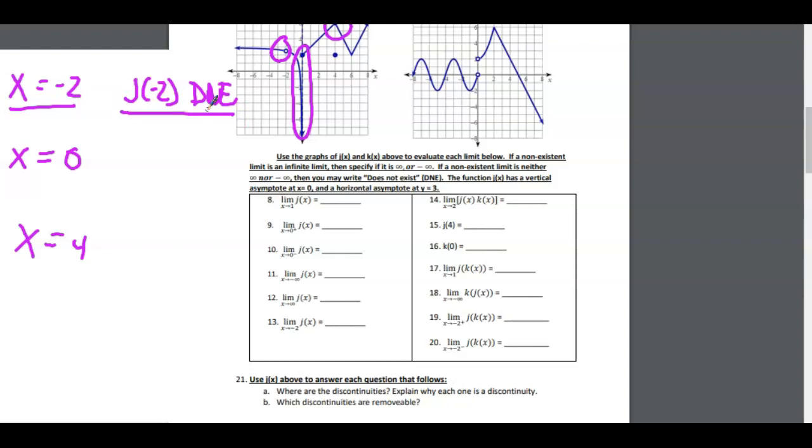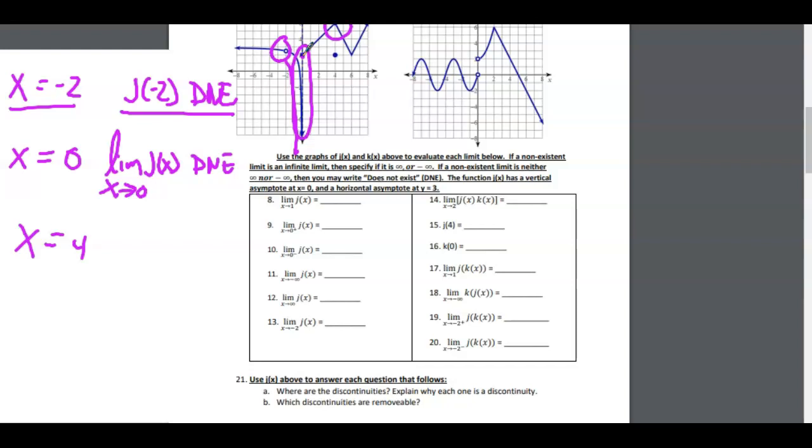Let's take a look at 0. Now we can't say that the function is not defined at 0 because there is a closed dot at 0. Does the limit exist? No. So in this case, we're going to say the limit as x approaches 0 for the j function does not exist, because the limit from the left is -infinity, but the limit from the right is 2. So the limit fails to exist for that one.